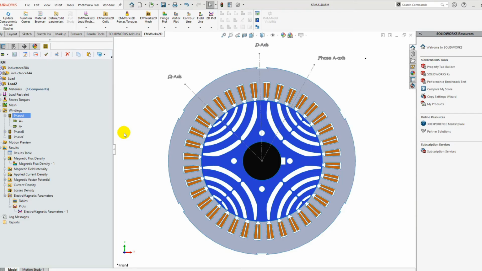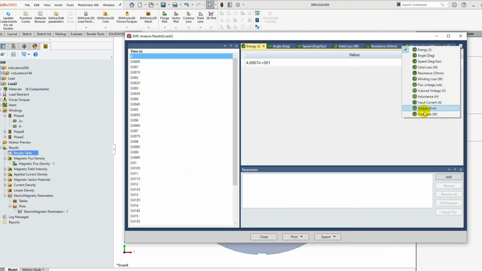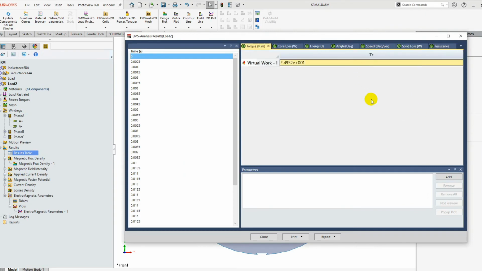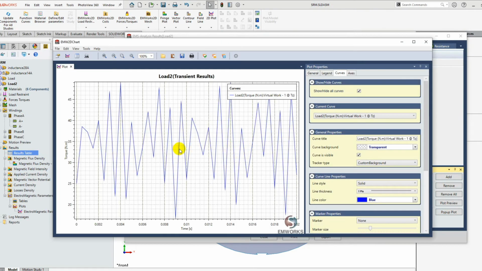Since we already ran the simulations, we can check the results of the load torque versus time. Here we can see that for this defined current with the calculated phase shift, the average torque is around 32 Nm. Nevertheless, this machine suffers from high torque ripple.